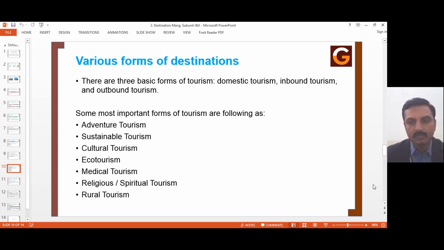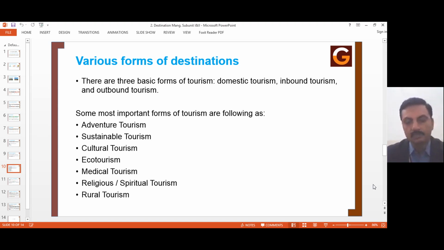Medical tourism, when people are traveling from one geographical area to another for the purpose of medical facility. During that period also, they will stay in a particular hotel or lodge. They will take food, and maybe after getting the medical treatment, they may go for visiting nearby places. Then religious or spiritual tourism, when we especially go for puja purposes or visiting any temples, mosques, or any other religious places, or we go to look for some spiritual practices.